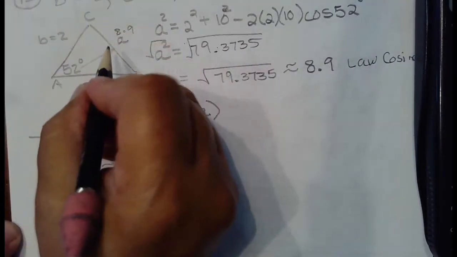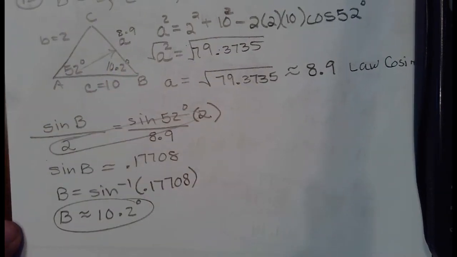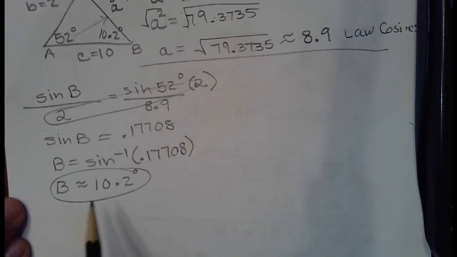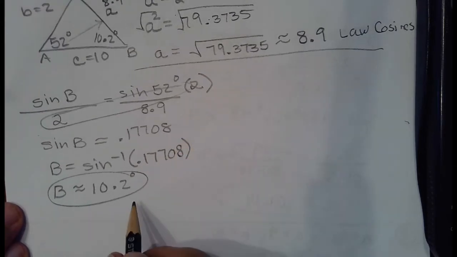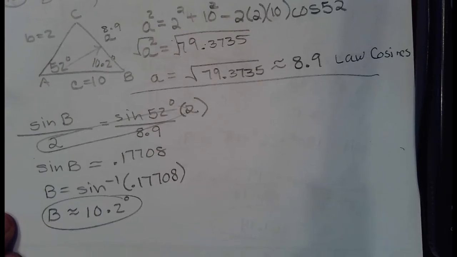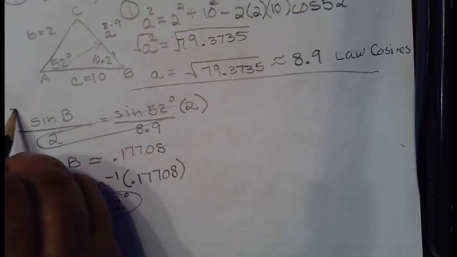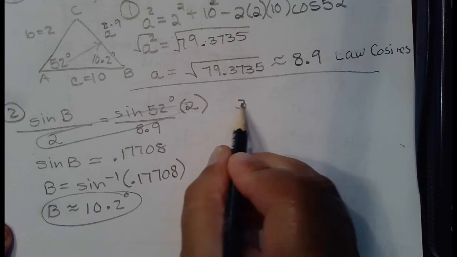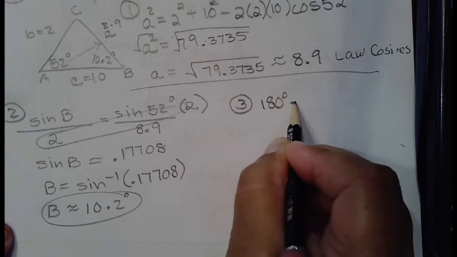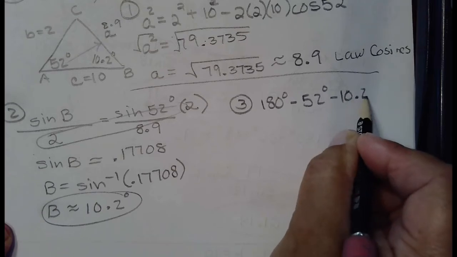And then finally to finish it, so this was step 1, this was step 2, and then to finish it, even easier. All you have to do is go 180 minus the 2 angles that we already know, and we have that final remaining answer. So 180 minus 52 minus the 10.2 that we have, and that is 117.8, and that will be angle C. All of this was to figure out angle C. So angle C is 117.8.